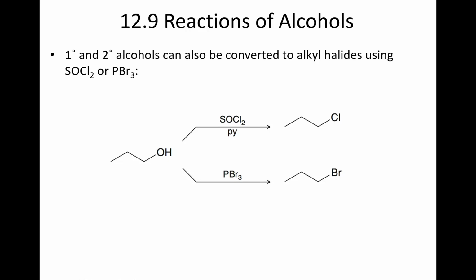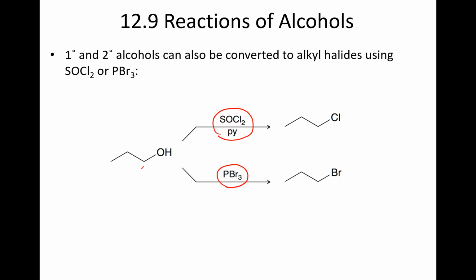If one wished to avoid the use of HCl or HBr, both of which are strong acids, in the reaction of alcohols to produce alkyl halides, you could also use SOCl2 with pyridine instead of HCl, and you could use PBr3 instead of HBr to convert either primary or secondary alcohols to alkyl halides.